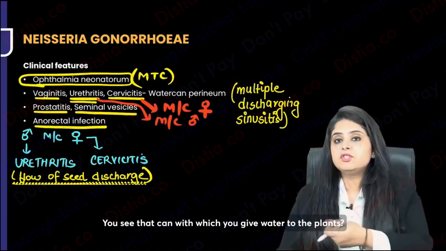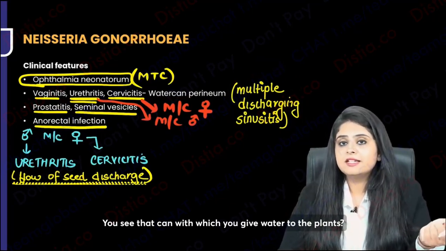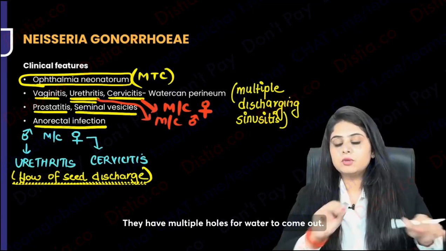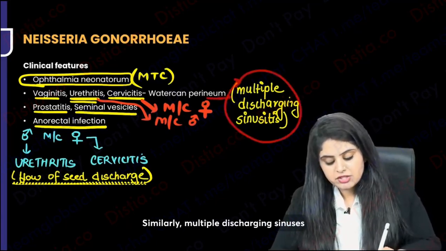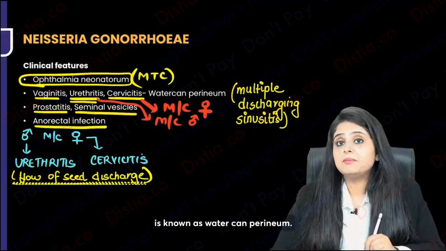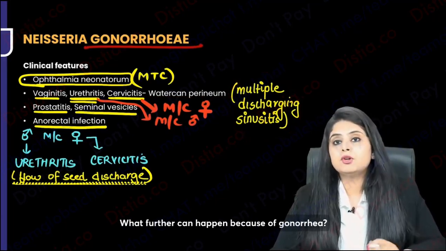You've seen that can with which you give water to the plants? They have multiple holes, not for water to come out. Similarly, multiple discharging sinuses is known as watering can perineum. What further can happen because of gonorrhea?